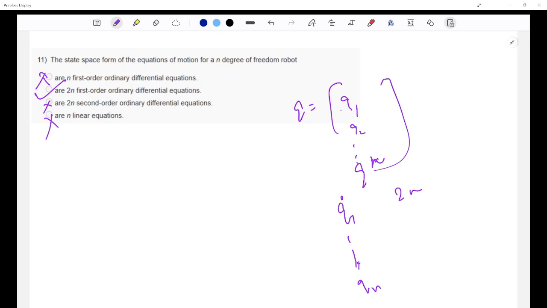Any confusion here or this is clear? If it is clear, then we'll move to the next question. This is the last question that we are covering for today.